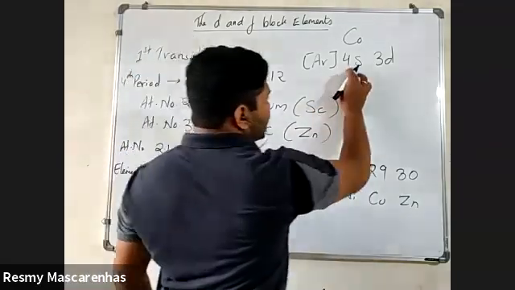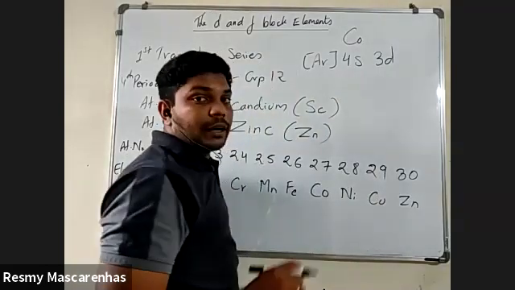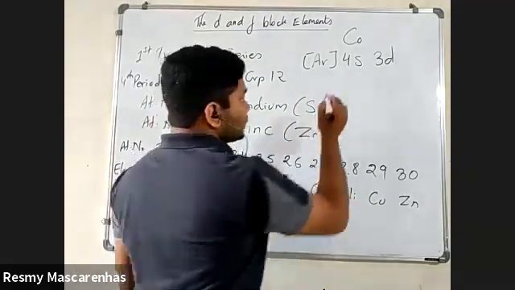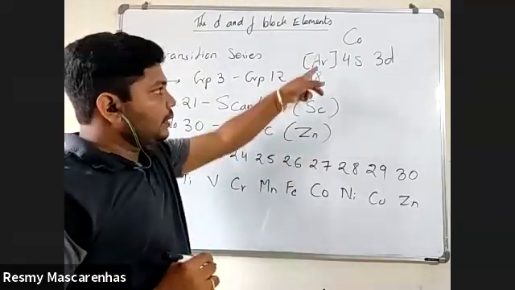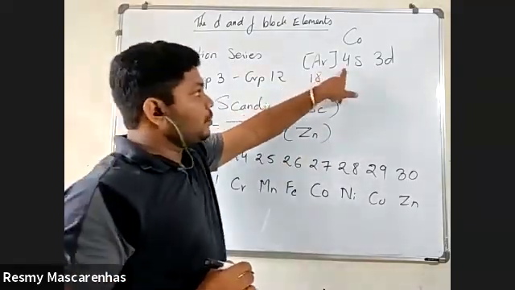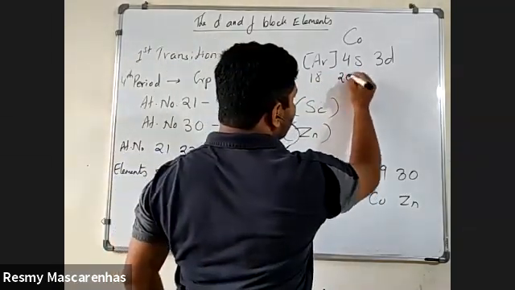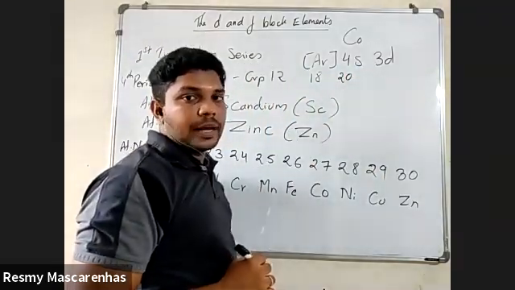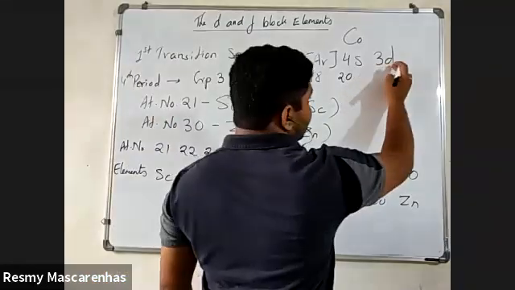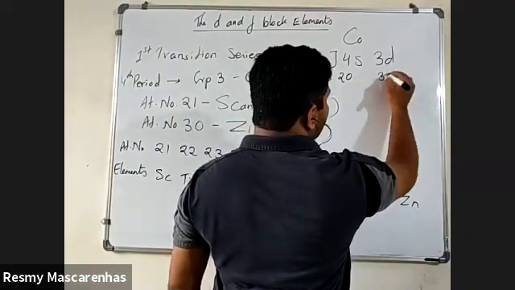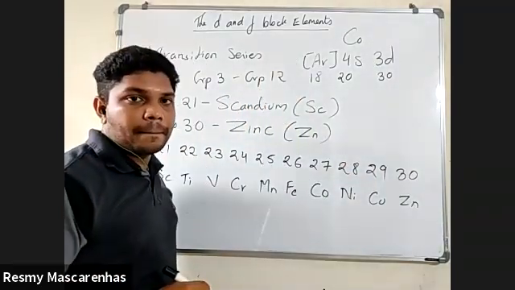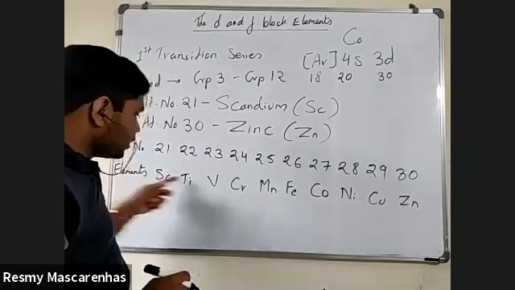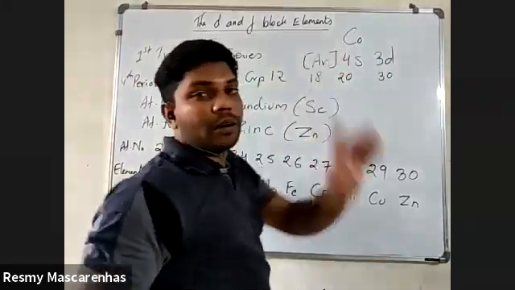Now what does 4s mean? That I'm also going to tell you. Till argon the atomic number is 18. That means 4s means atomic number 20, and 3d means till atomic number 30. Understood, everyone? So this particular transition series starts from the 3d orbital.